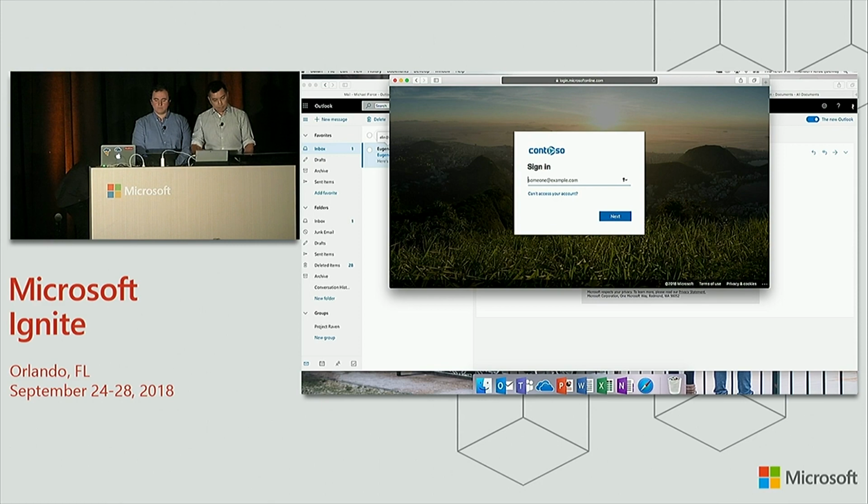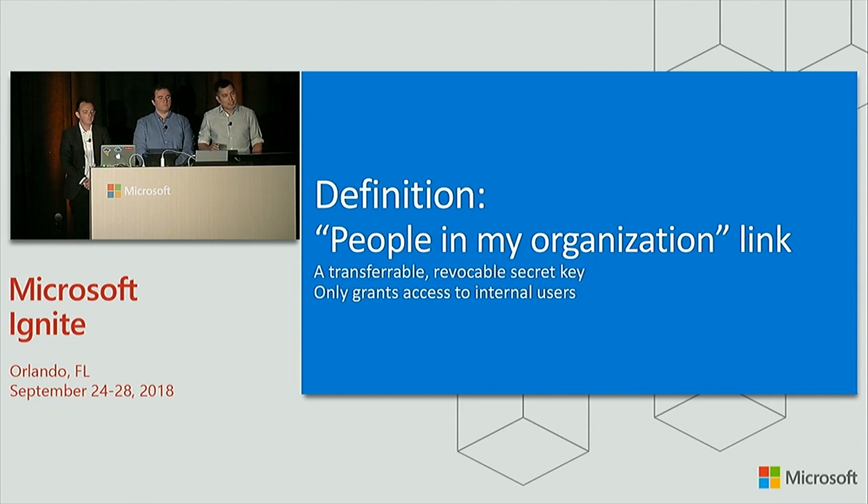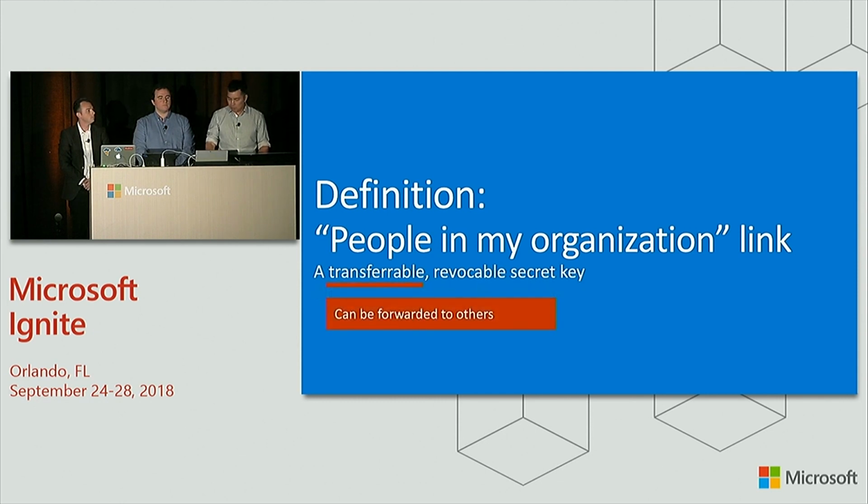So as you saw, it's really easy to send a link that only works for people in your organization. Again, you can pass it around to whoever you want, but in case it goes outside your org, the link doesn't work for those people. A people in my organization link is also a transferable and revocable secret key with this additional property that it only grants access to internal users. And so like before, it can be forwarded to other people. I can revoke access at any time, and users need to have the key. Even if they're in my organization, they have to have that link to be able to open the file.